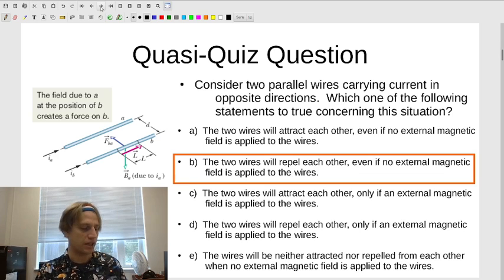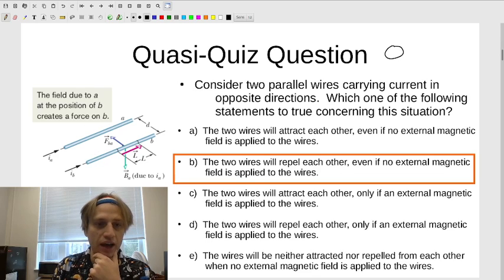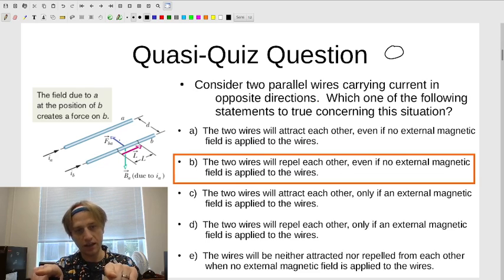Here's a standard type of quasi-quiz question. It says, consider two parallel wires carrying current in opposite directions. Which one of the following statements is true concerning this situation? So in this case, this was the picture that I had in our last video. I had two currents running side by side, and they would pull each other together. Now, in that video, I also said that if we had two currents running in opposite directions, they would push each other apart.